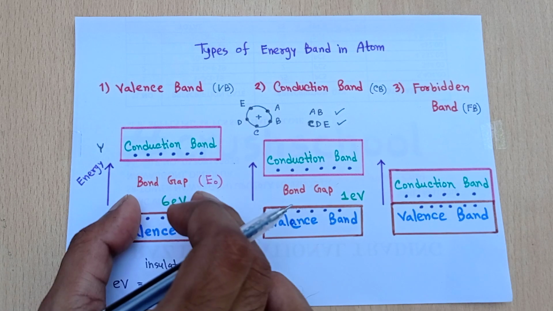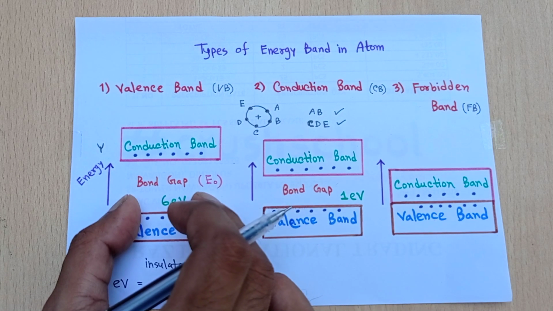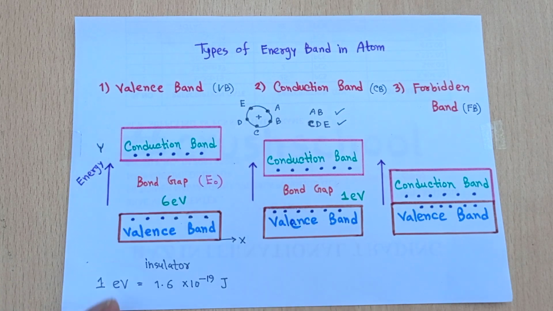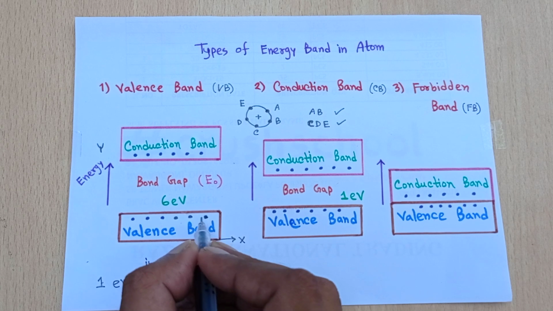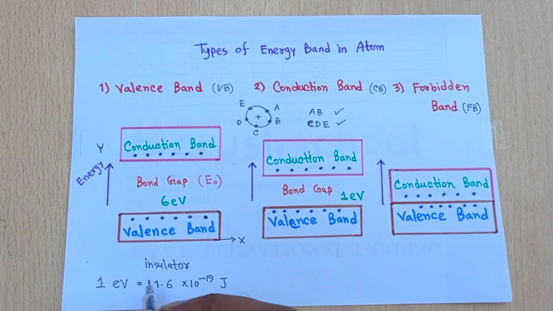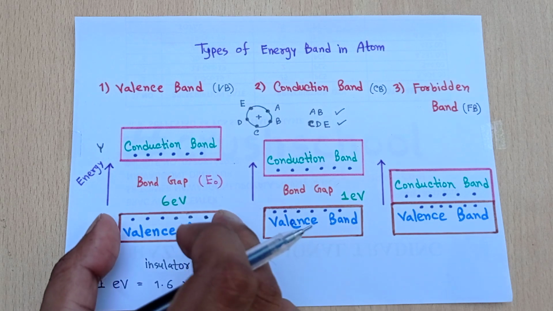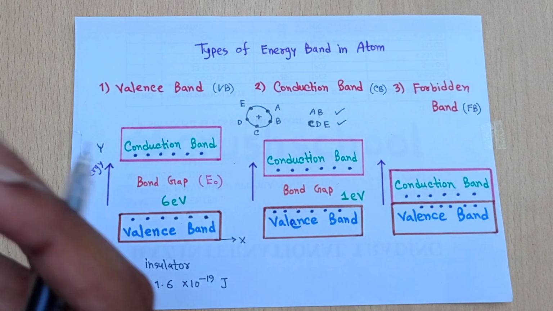So a high amount of energy, 6 electron volt, is required for that electron to go from the valence band to the conduction band. But we cannot give 6 electron volt energy to the electron situated in the valence band, so there is no chance for the electron to go from the valence band to the conduction band of an insulator.